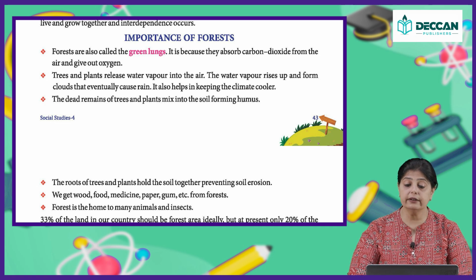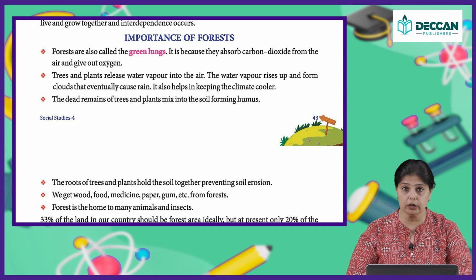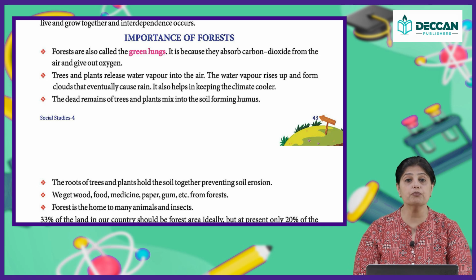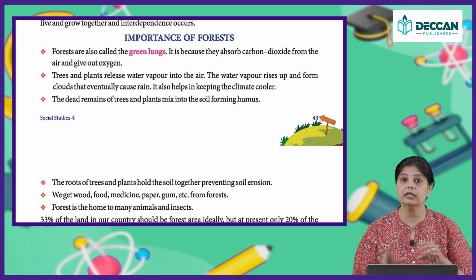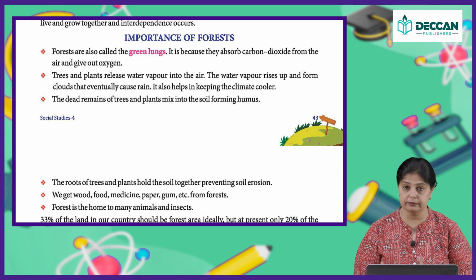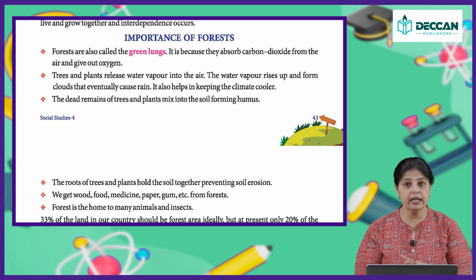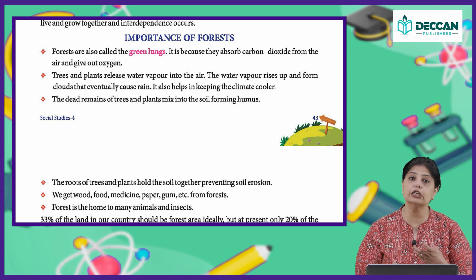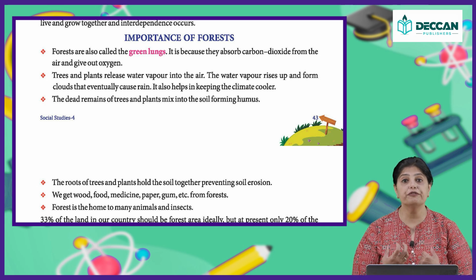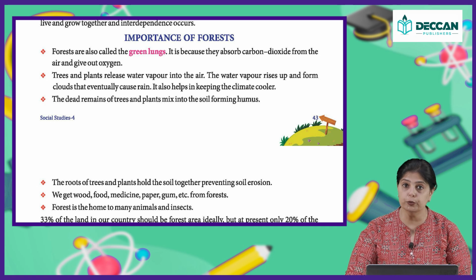The dead remains of trees and plants mix into the soil, forming humus. So trees and plants release water through moisture. Now, this moisture, this water vapor gets mixed into the air. When this water vapor rises up, it forms clouds and then we get rain. Because of the rain, the climate becomes cooler. Now, the dead remains of the trees and plants get mixed into the soil and make the soil fertile by forming humus.